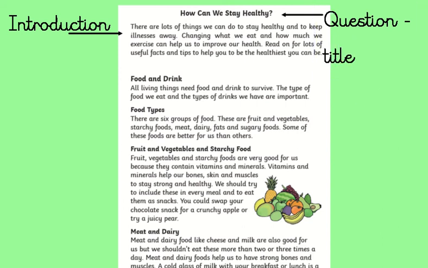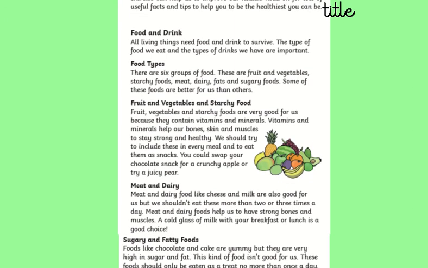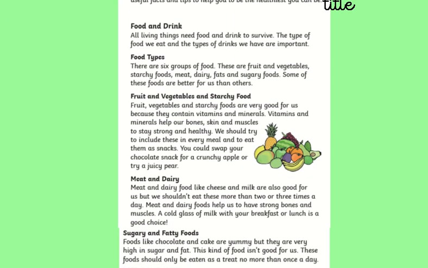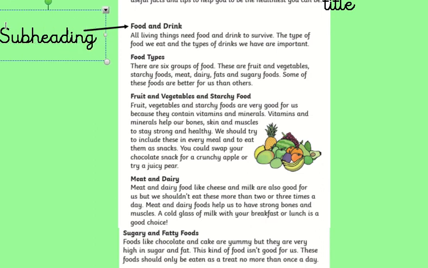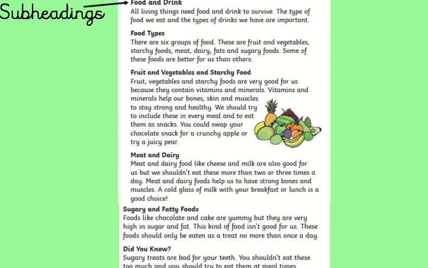Okay. Food and drink. All living things need food and drink to survive. The type of food we eat and the types of drink we have are very important. So here we have a subheading to tell our readers what this whole section is going to be about. So I'm going to write that down here because that's something we need to include in our explanation text about hedgehogs and how important they are for our gardens.